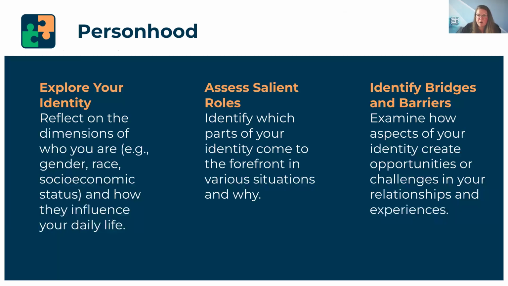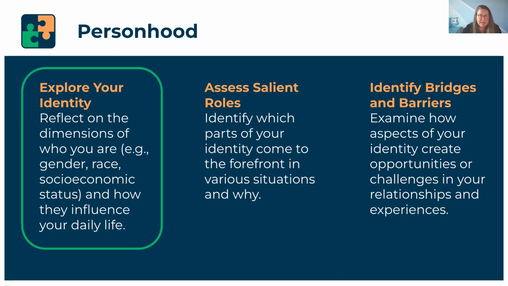So personhood, there are again three practices: explore your identity, assess salient roles, and identify bridges and barriers. We're going to start with explore your identity, and this is really the heart of the book and the major practice and skill and exercise that you are encouraged to take on.